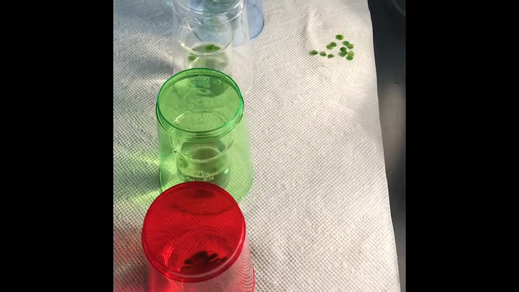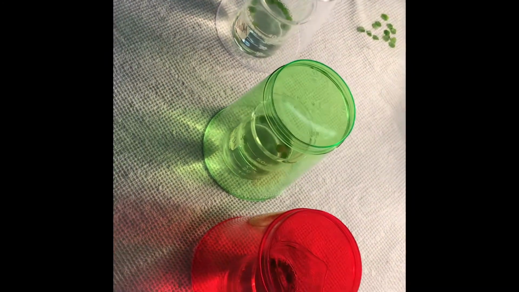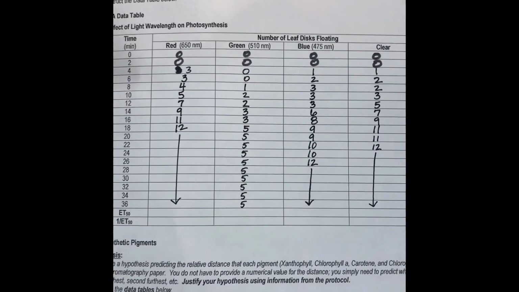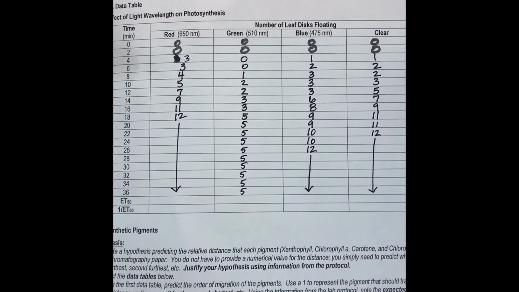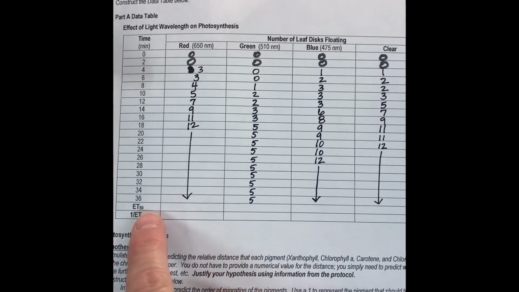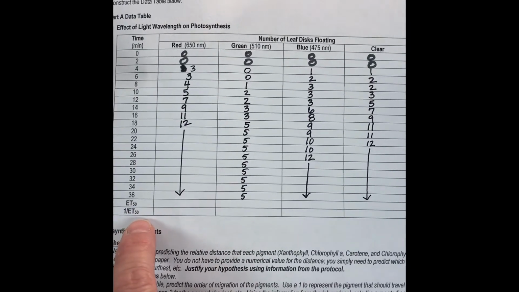Okay, so we are finished with part A. Look how beautiful. We have the light. Discs have risen. So here is your data. We measured every 2 minutes, as you can see in the chart. So you guys will need to copy this data down. And then once you copy it down, you need to calculate right here the ET50 and the 1 over ET50.